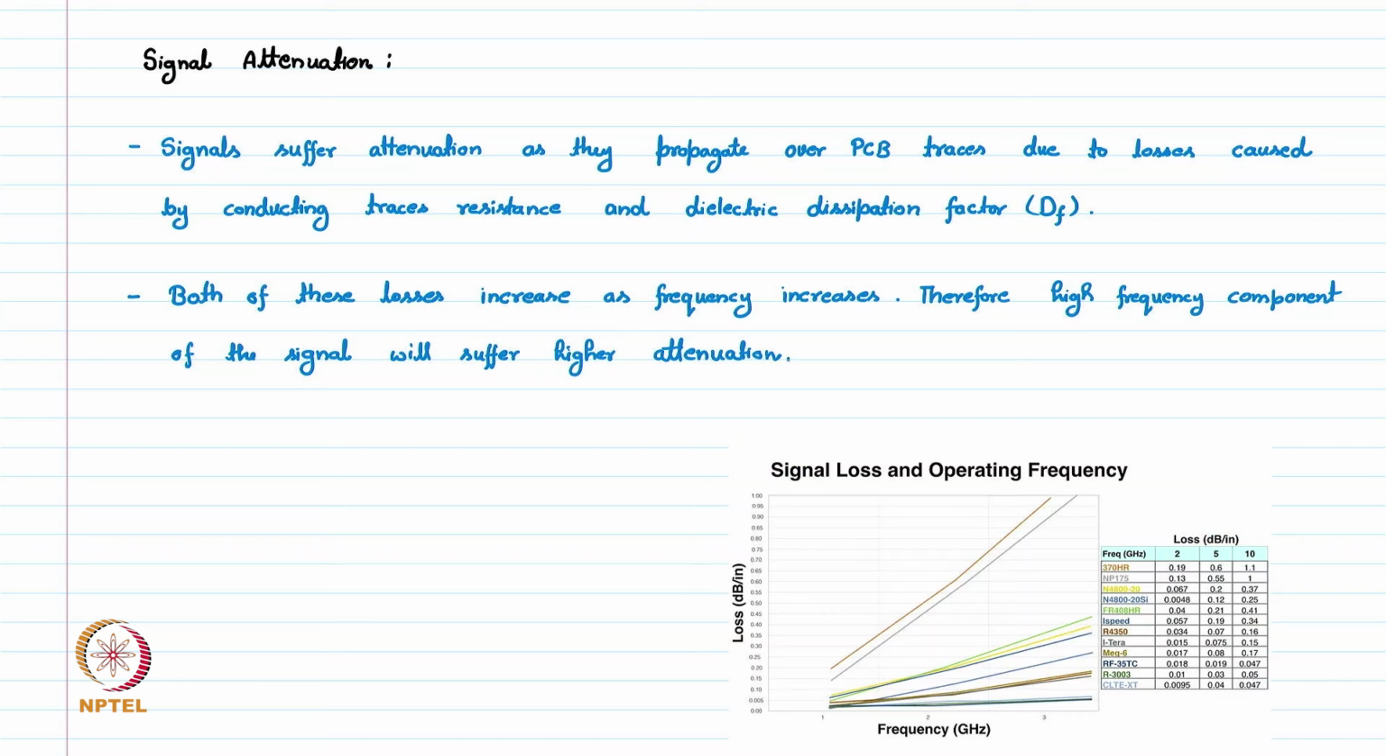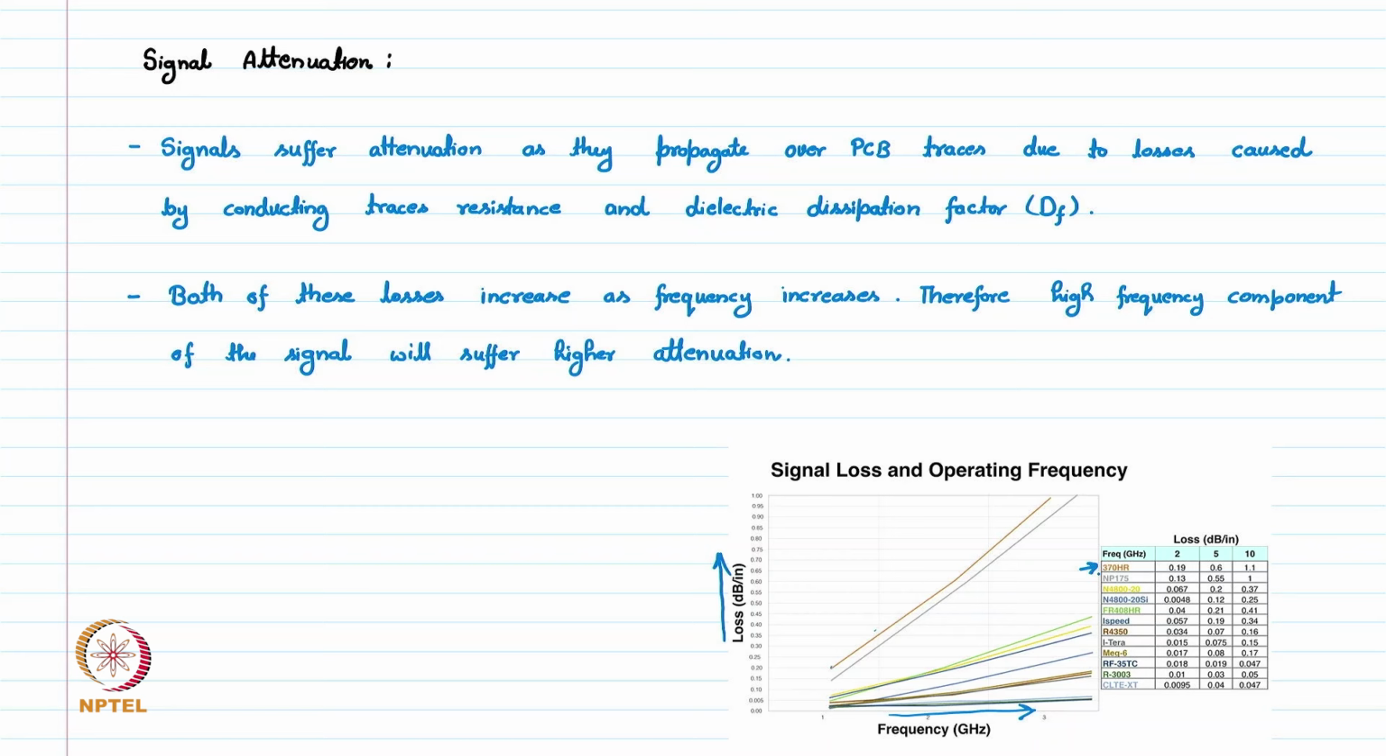Here is one graph which is showing the loss on the y axis. This loss actually increases as the frequency increases on the x axis. We see the graph is from 1 gigahertz and above. So when frequency is increasing, there is a consistent increase in the loss. However, we have different losses. These are because of the different material we use.